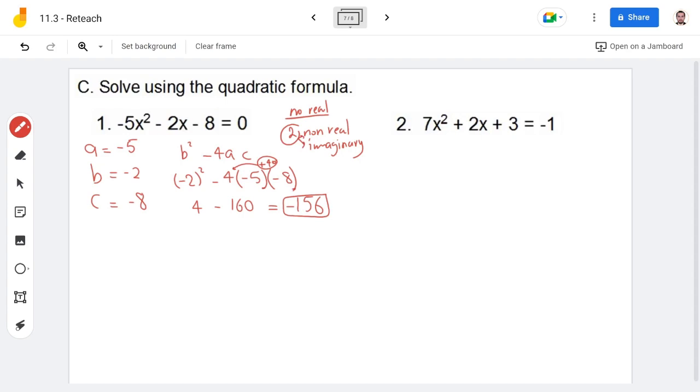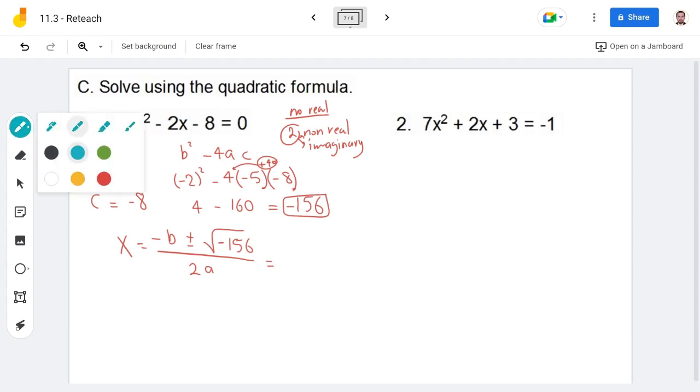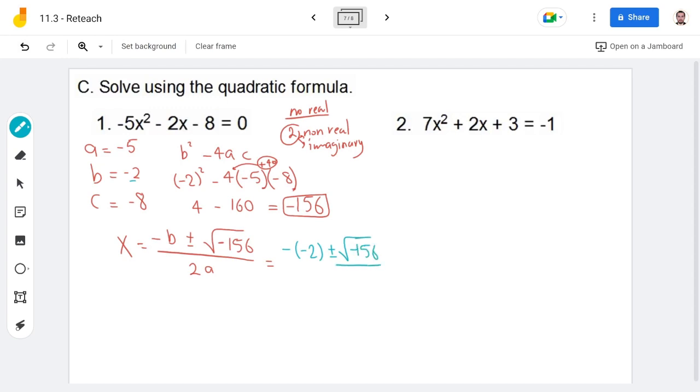Now let's apply the formula. X is equal to negative b, positive negative the square root of the discriminant. What's the discriminant? Negative 156, over 2 times a. Now let's apply. So negative b is what? b is negative 2. So negative with negative 2, positive negative square root of negative 156 over 2 times a, which is negative 5. Now let's simplify this one.